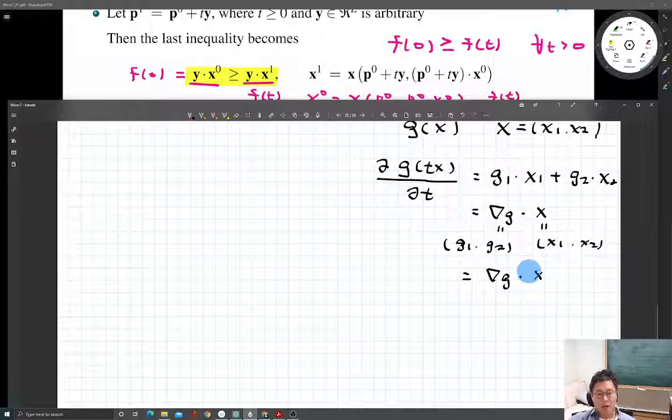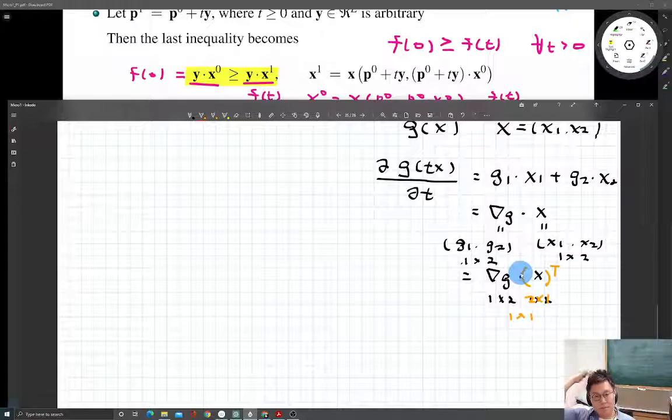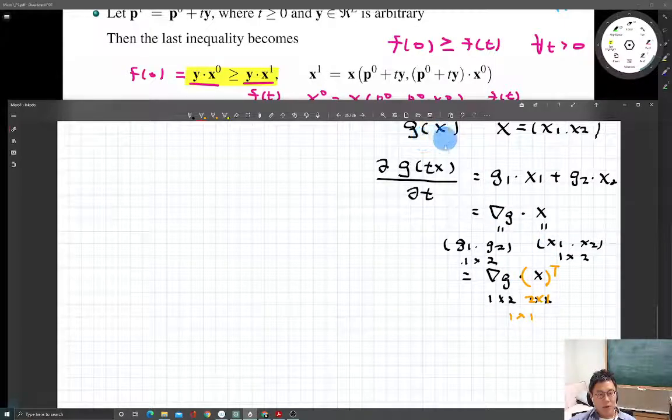Because x is defined as x1 and x2, that is a 1 by 2 vector, and the gradient is also 1 by 2. So 1 by 2 times 1 by 2, that multiplication is not defined. The way to resolve this dimension issue is we take the transpose on x. Then the result is going to be 1 by 1, because x transpose becomes 2 by 1.